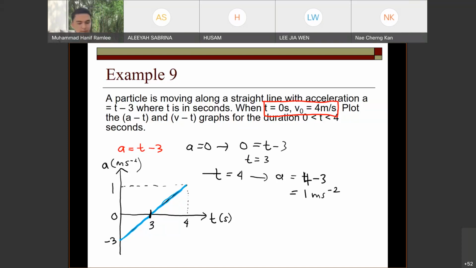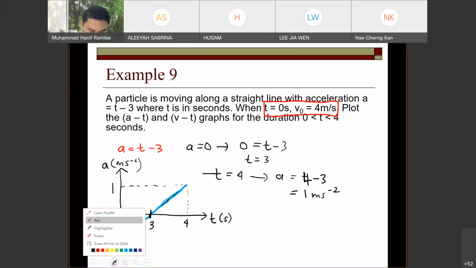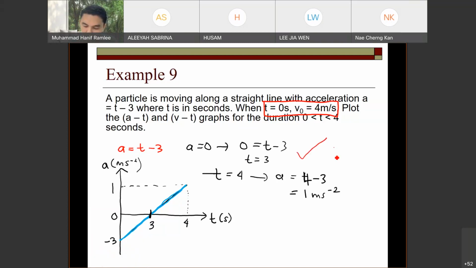So if you draw like this, you will get the full mark. So this is mark, for example, 1. This is mark 1. This is 2. Example only. With the correct formula, correct line, you will get the full mark. There is the answer.